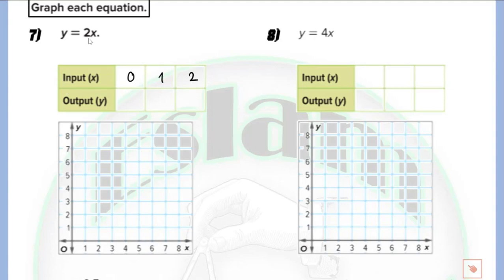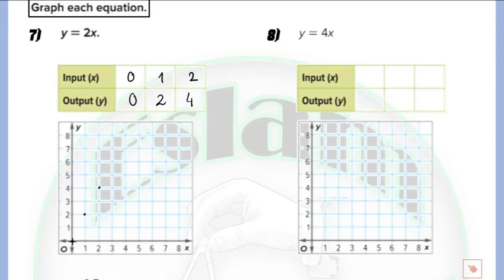So 2x means 2 times x. So 2 multiplied by 0 equals 0. And 2 multiplied by 1 equals 2. 2 times 2 equals 4. Now we need to graph. The first point is 0 and 0. The second is by moving 1 to the right on x and going up 2. The third point is by moving 2 to the right and going up 4.